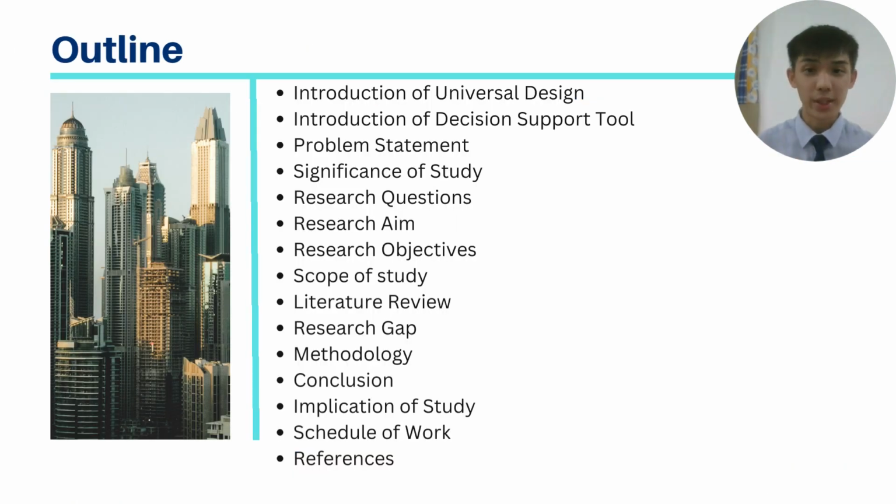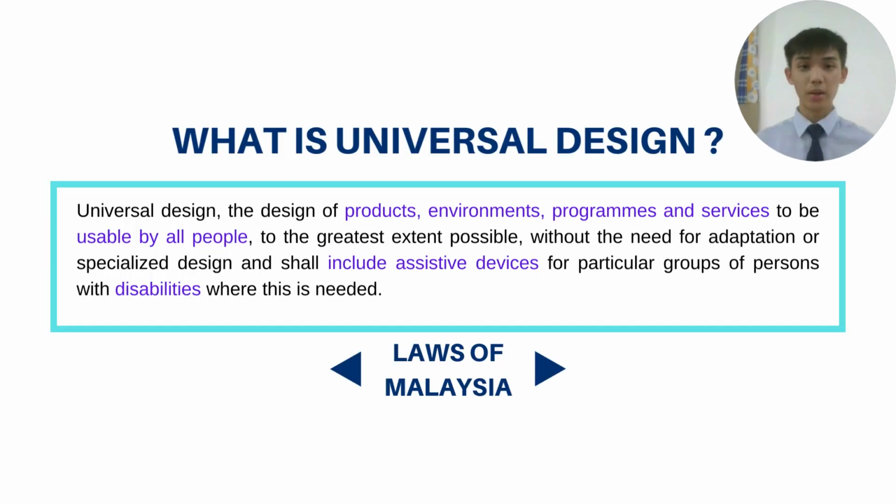This is my presentation outline: the introduction of universal design, introduction of decision support tool, problem statement, significance of study, research question, research aim, research objective, scope of study, literature review, research gap, methodology, conclusion, implication of study, schedule of work, and references. So, what is universal design?